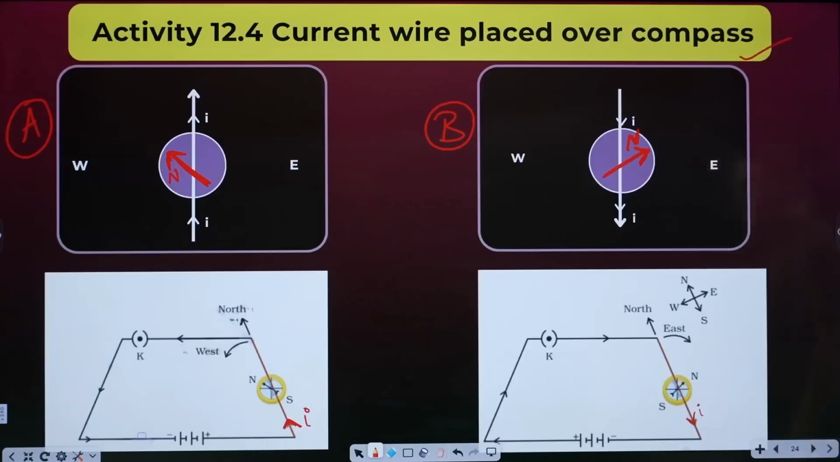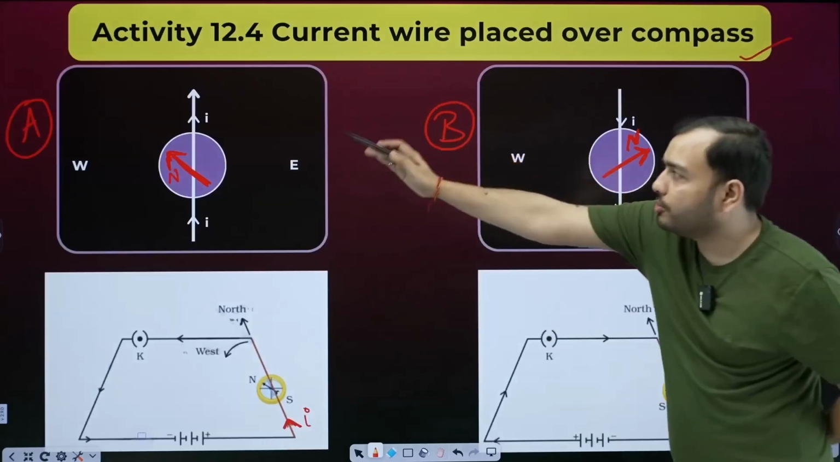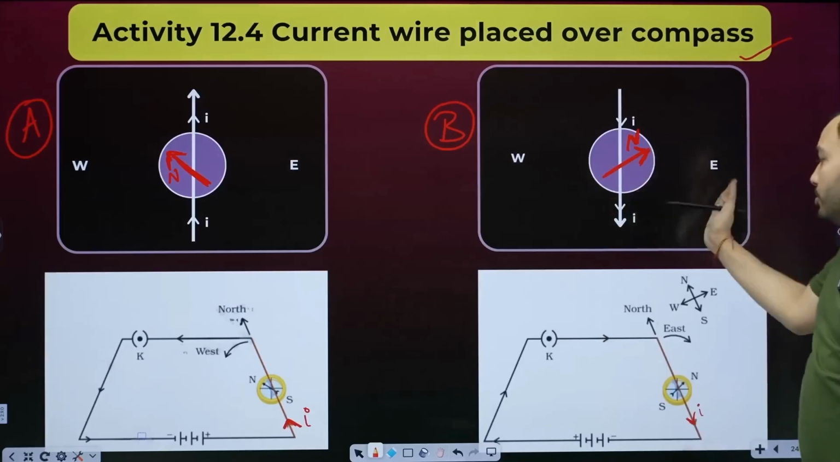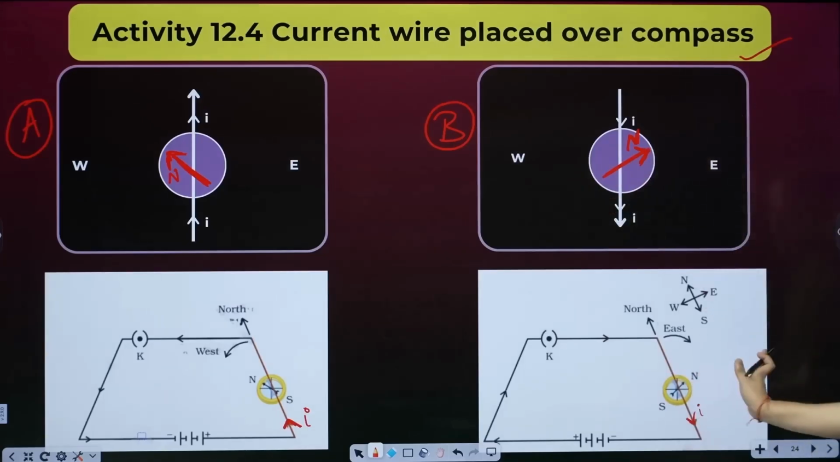Look here. Here current was going up, so the north pole ran to the west. Current went down, north pole ran to the east. Look, current went down. Where did the north pole go? In the direction of east. It ran this way towards east.